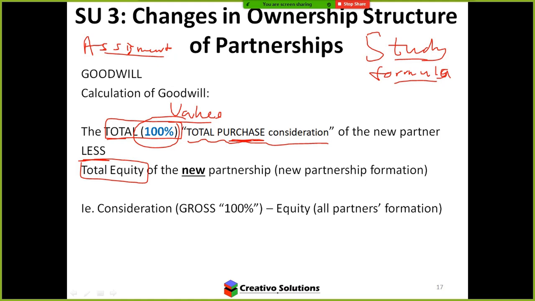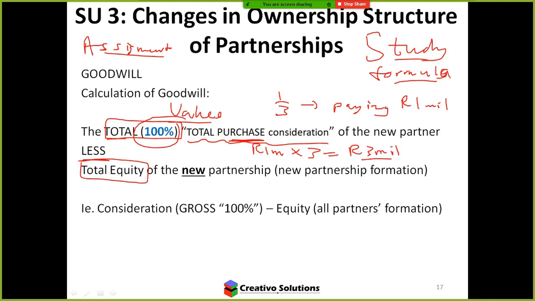So if I buy a share of the business, let's assume a new partner is buying a third, and they're paying $1 million. What is the 100% total purchase consideration? It would be 1 million times 3, which is 3 million. Does that make sense? Yes.